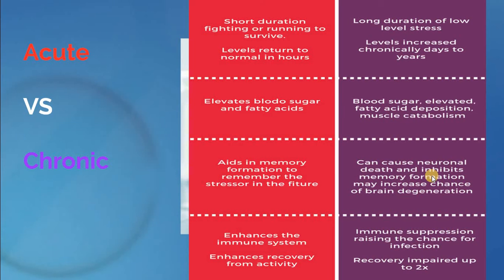We have acute and chronic stress. We know that the acute is of short duration. You have fighting or running to survive. The levels return to normal in an hour, and there's an elevation of blood sugar and fatty acids in acute stress. Also, there's an aid in memory formation to remember the stressors in the future, and it enhances the immune system and recovery from activity.